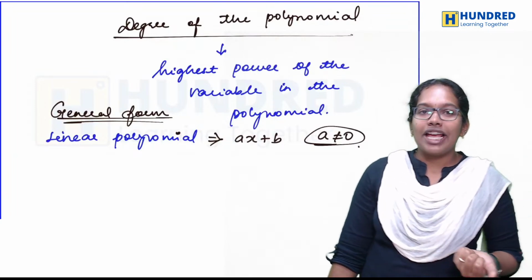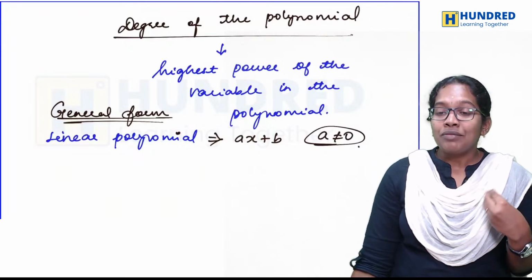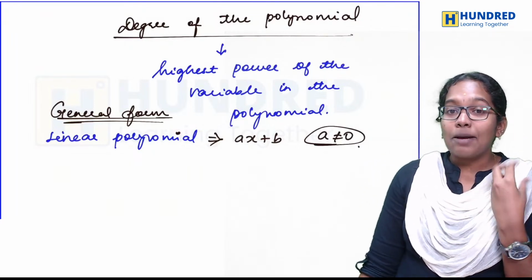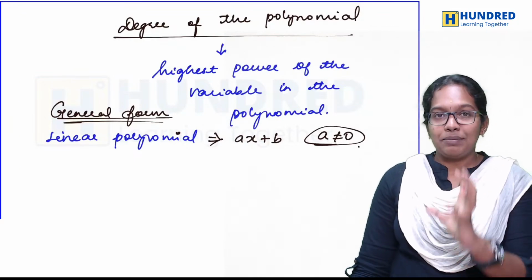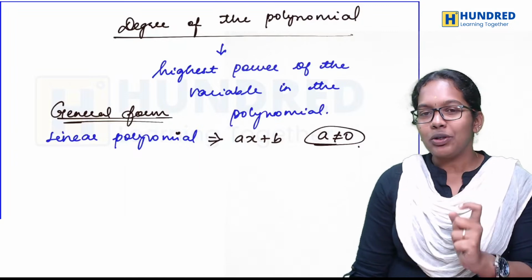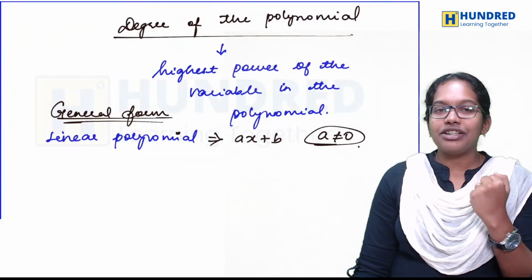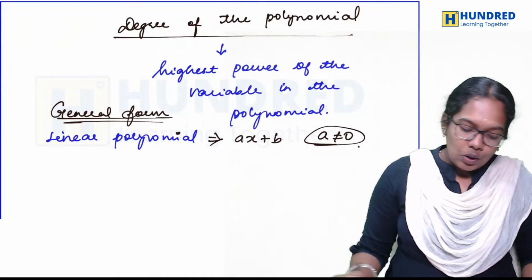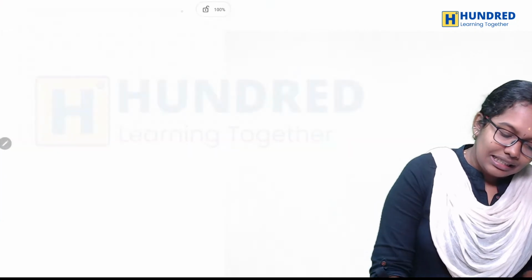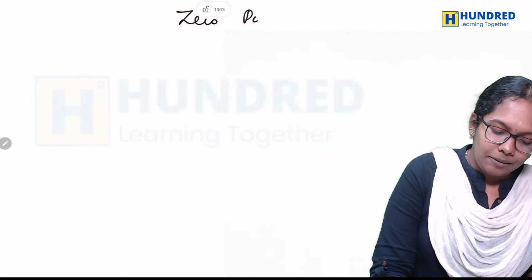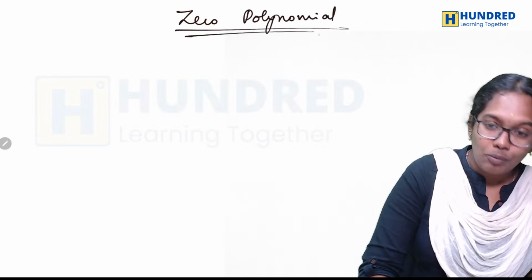Yes, so a is not equal to 0, then what is this? So suppose a was 0, what will happen? Then it will be simply b. So if there is only b, you may have a doubt that we have not spoken about that type of polynomial. Yes, so this is the another kind you have to know, the zero polynomial. The important thing you have to know is zero polynomial.